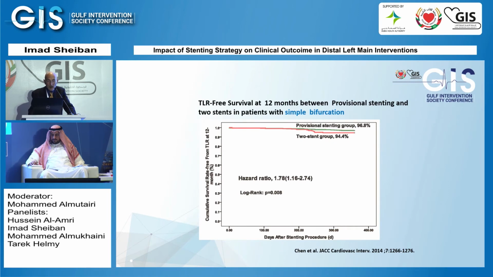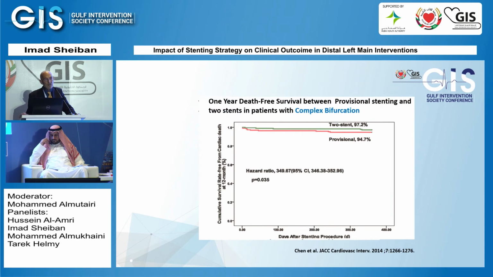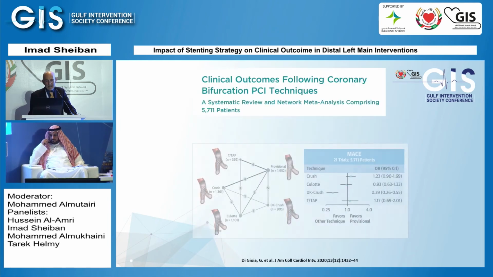Then if we look at the data coming from this kind of classification, you can see that in simple bifurcation, provisional stenting is doing significantly better than two stents. But if we speak about complex bifurcation, then the two-stent technique is doing significantly better than single stenting.